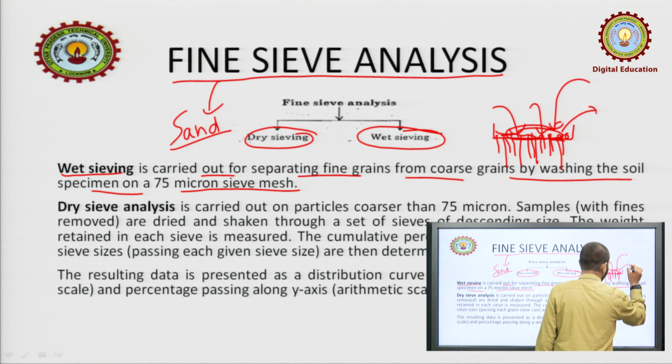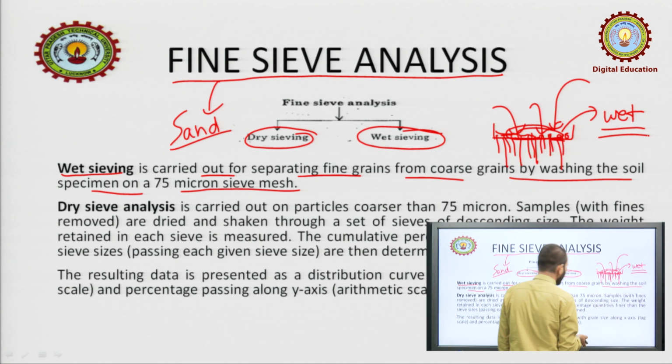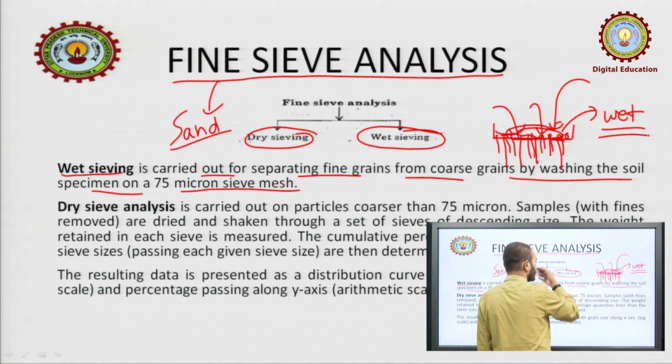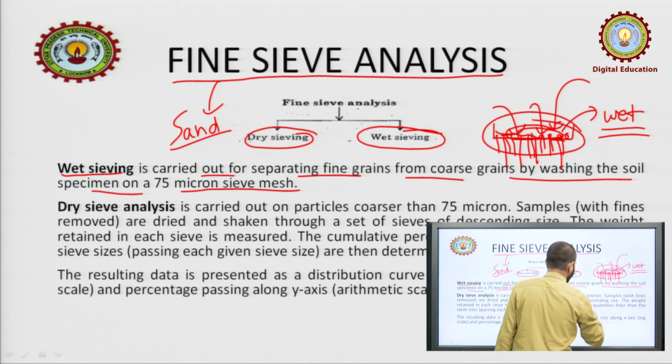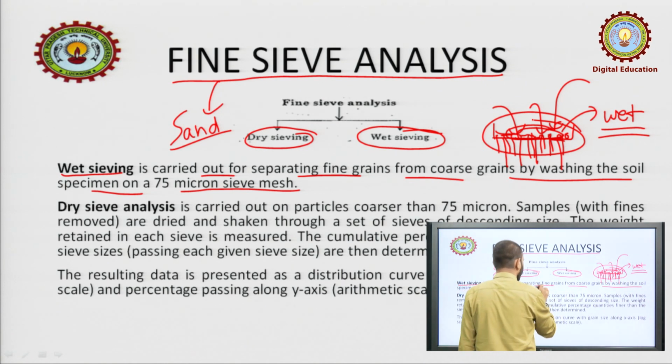This is the wet analysis, the wet process. Later on this is dried in an oven and we continue the process. So this is actually a wet process. When is this carried out? When we have to separate fine from coarse grain.